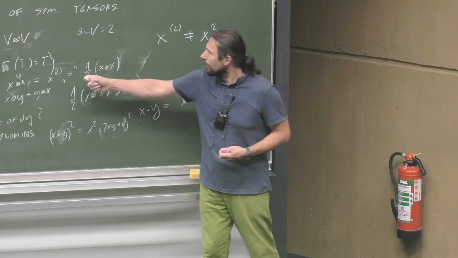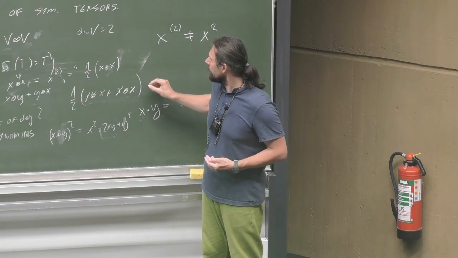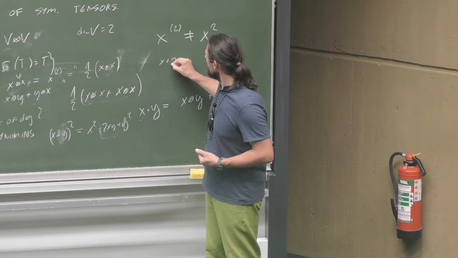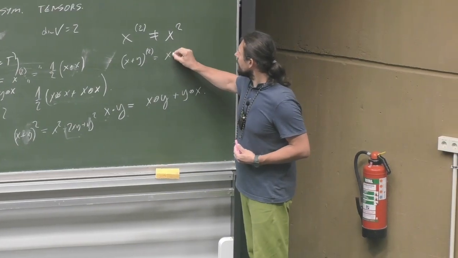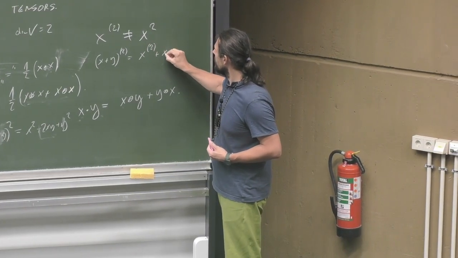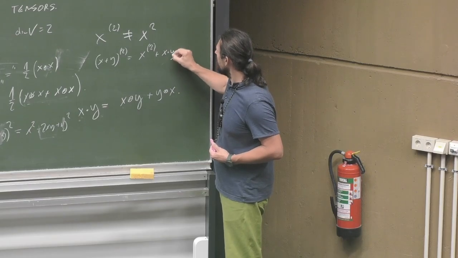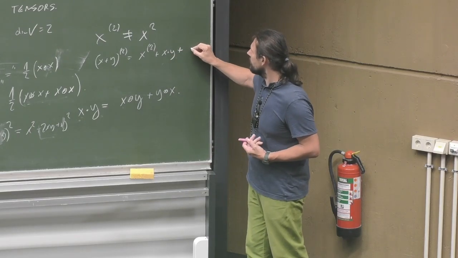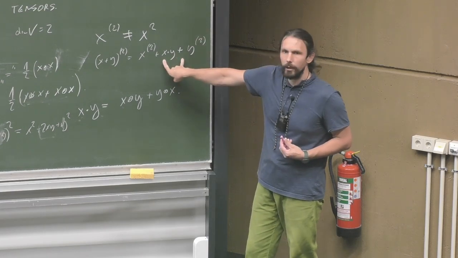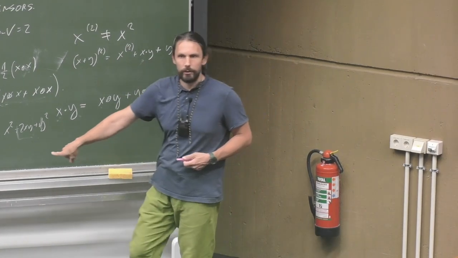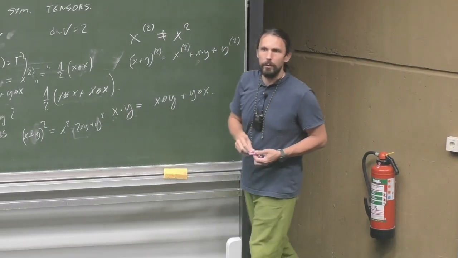Whereas the divided power, if you try the same thing here, this becomes x squared plus x dot y plus y squared. Right, so this term does not vanish, while the other one vanishes in characteristic 2. Okay.